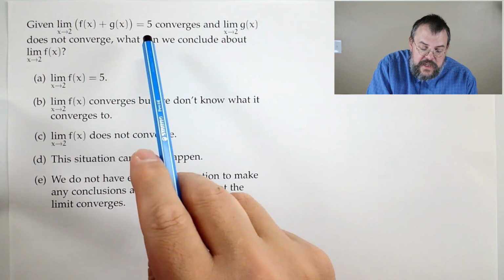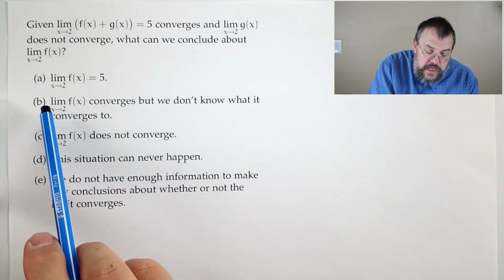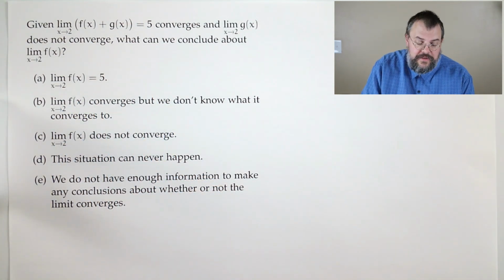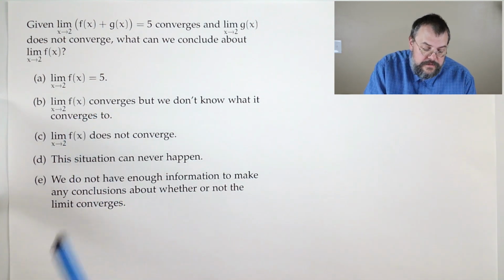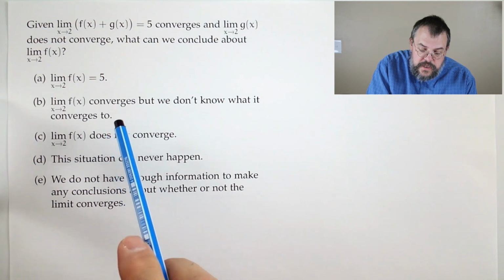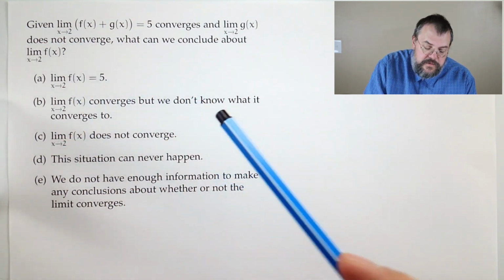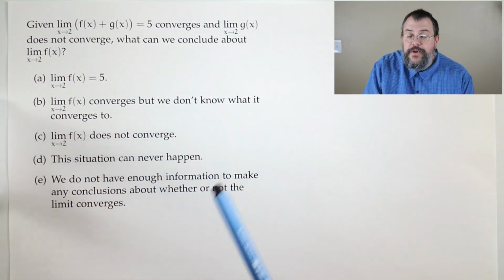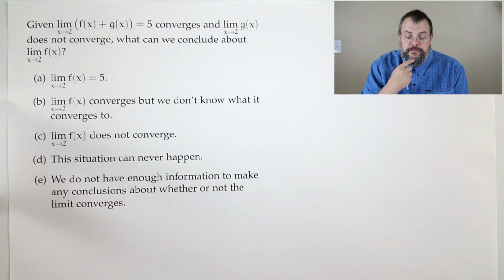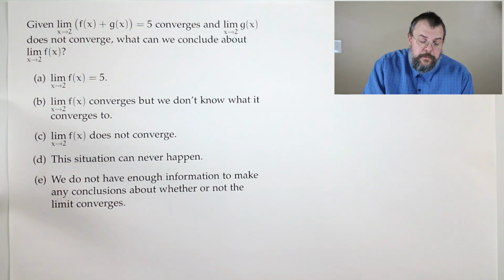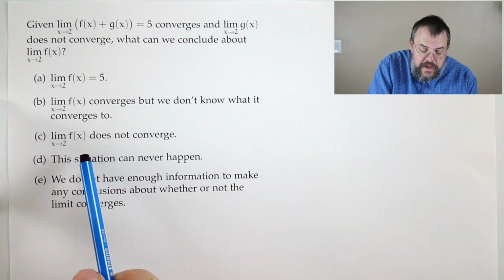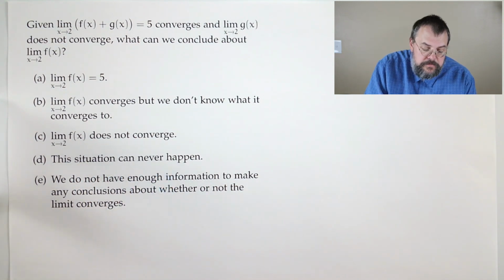Well, I have to get to 5 somehow. Maybe it's the case that the limit as x goes to 2 is 5. Well, maybe. Maybe it's the case that the function converges. Well, we know that the sum converges, so something's converging. But there's no information to say what it converges to. Possible. Maybe it's the case that the limit as x goes to 2 of f of x does not converge.